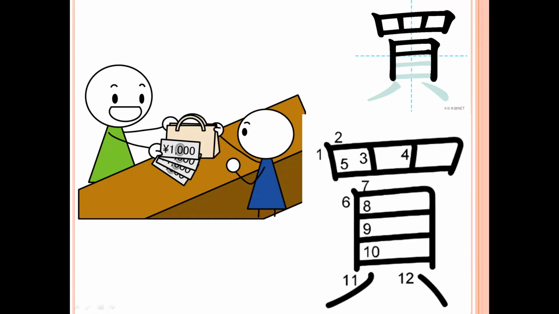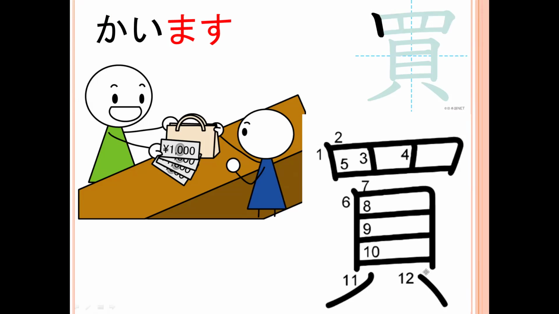And the next Japanese verb: what is there in the picture? They are buying something. By paying some amount, they are buying something. So the Japanese verb for buying is kaimasu. Kaimasu is written here. And the corresponding kanji is given here. This particular kanji has totally 12 strokes.